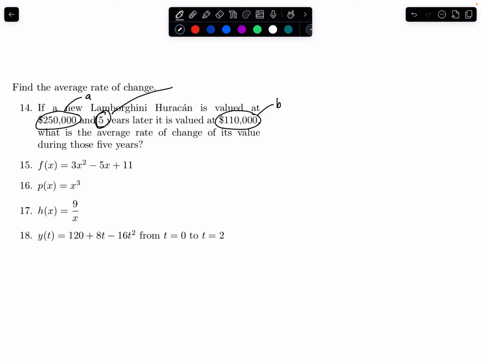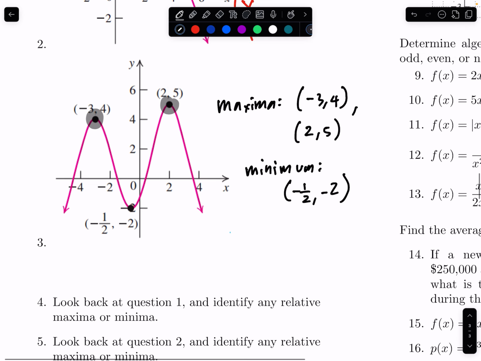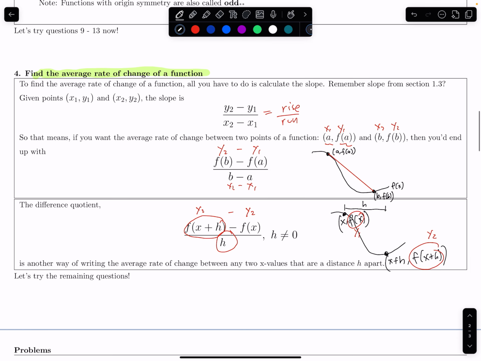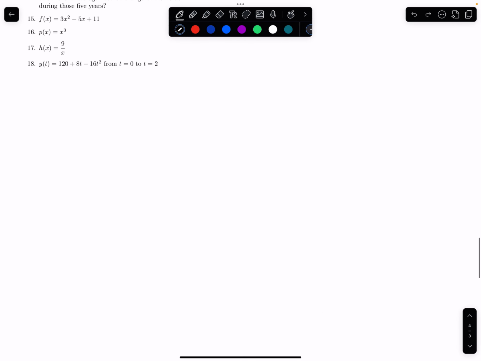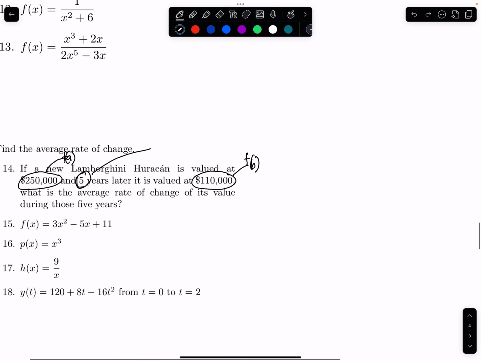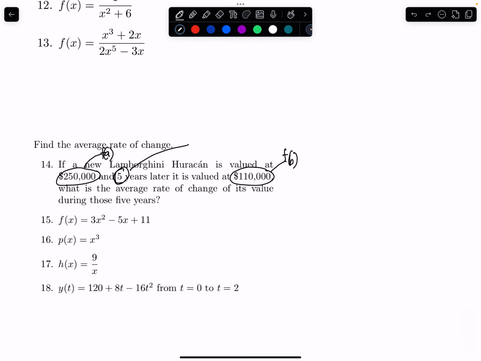starting point A. This is your ending point B. This is going to be f of A and f of B. Sorry, yeah, f of B and f of A. The function value at the starting point, function value at the ending point. And then 5 would be just the result of B minus A.